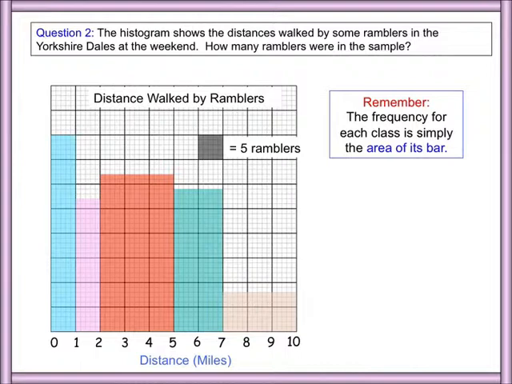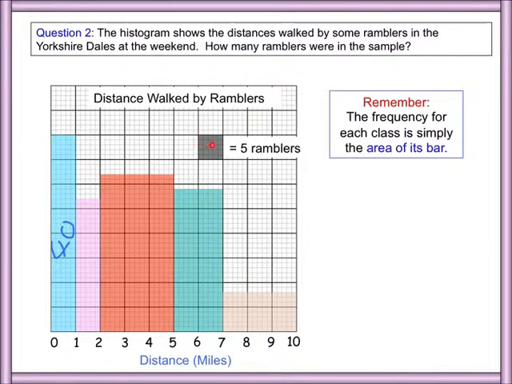So all we're going to do is count the squares here. So this must be 5 ramblers, so this must be 10 ramblers, 15, 20, 25, 30, 35, 40. So that must represent 40. And that's quite literally it.